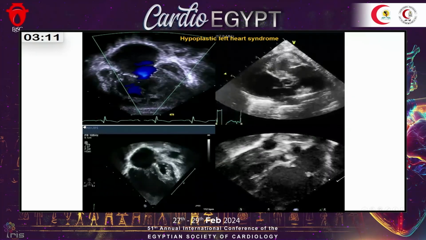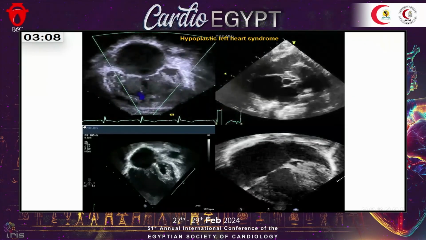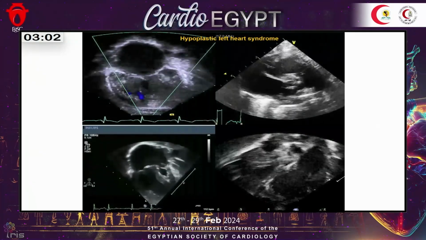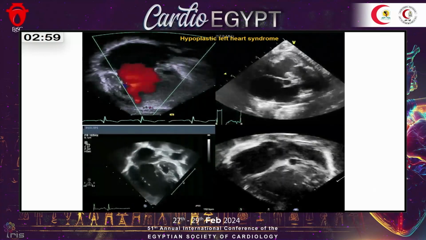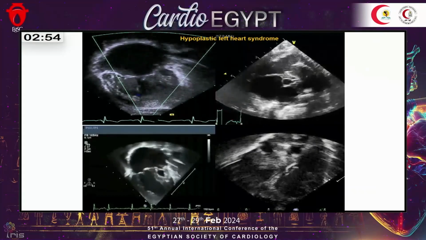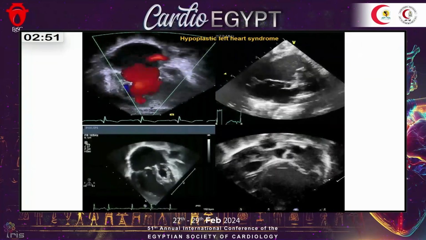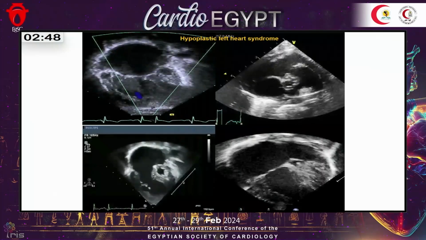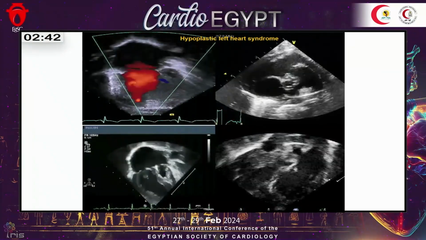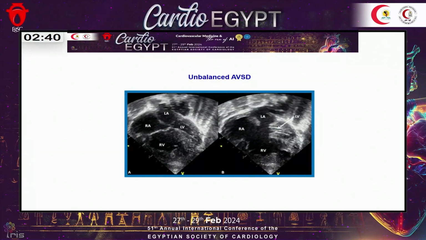This is the hypoplastic left heart. And this is mitral atresia, and this is mitral hypoplasia, and the apex is formed by the right ventricle, while the left ventricle is hypoplastic. Here, the enlarged pulmonary artery is due to excess pulmonary blood flow, and the aorta is hypoplastic, and maybe with aortic valve atresia. And this is the unbalanced form of the AVSD. There is preferential flow to the right ventricle.